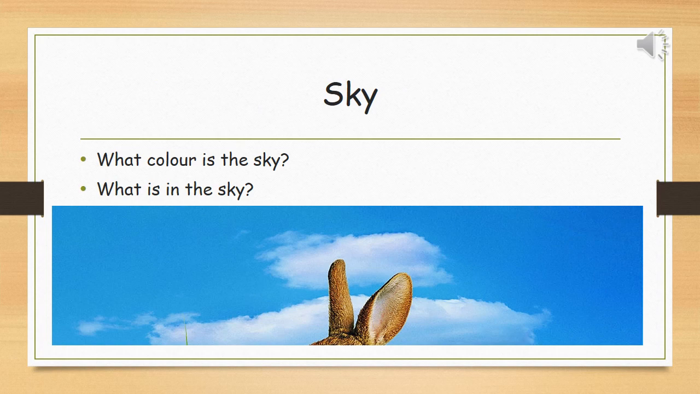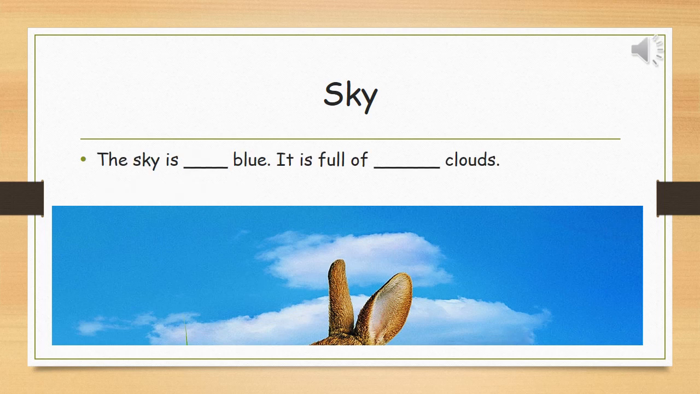So we have zoomed in using our magnifying glass. We have made the sky bigger. So have a look at the sky. What colour is the sky? And what's in the sky? Can you think of two sentences which tell me what colour the sky is and what's in the sky? Two different sentences. The two sentences that I thought of were, the sky is blue and it is full of clouds. So the sky is blue, it is full of clouds.